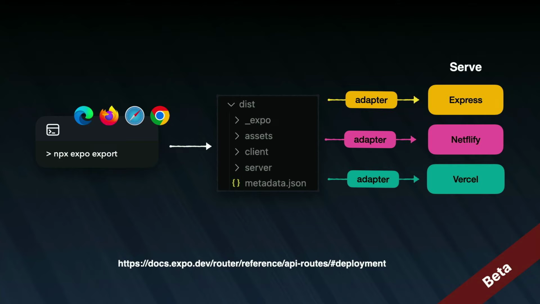After that, you will also need an adapter which supports the Expo router runtime on the server. So we have adapters currently for Express, Netlify, and Vercel. I've added a link at the bottom for the API routes documentation, where you can see the actual code on how to deploy it and a bit more examples.